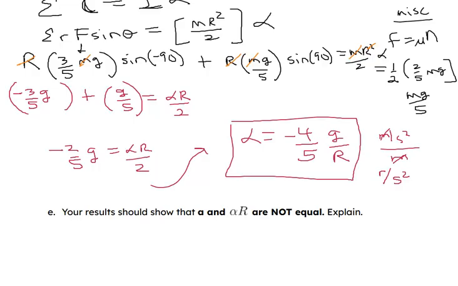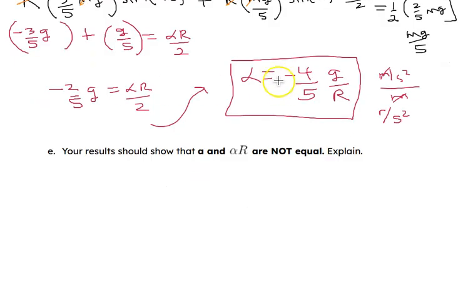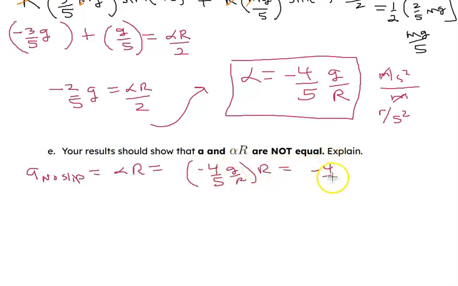And then your result should show that A and alpha are not equal. So let me just explain. If it was not slipping, then A, no slip, would be alpha times R, which would be minus 4/5 g over r times r, which would be minus 4/5 g. And the reason I was pausing before is A is to the right, so it's positive. And that's why we kind of do winning minus losing, is because A is actually negative alpha r.